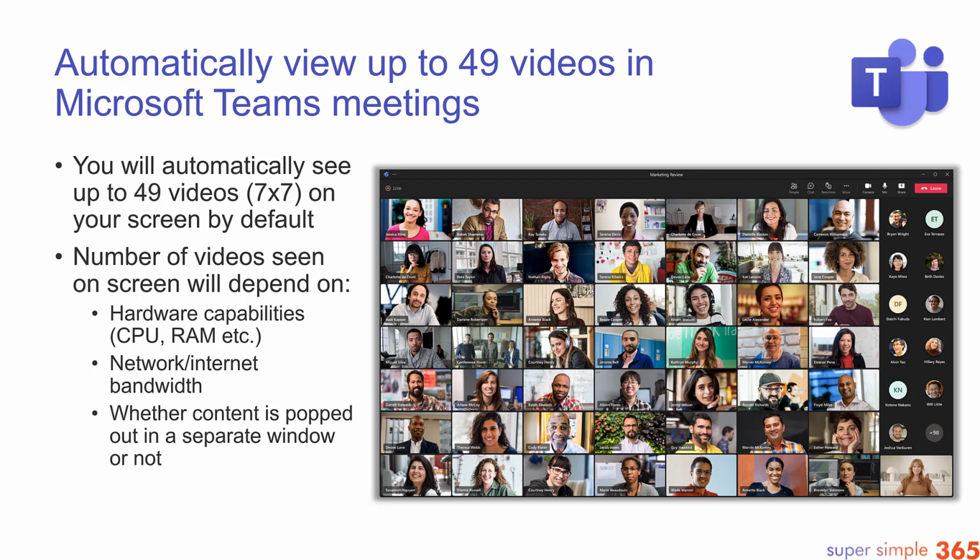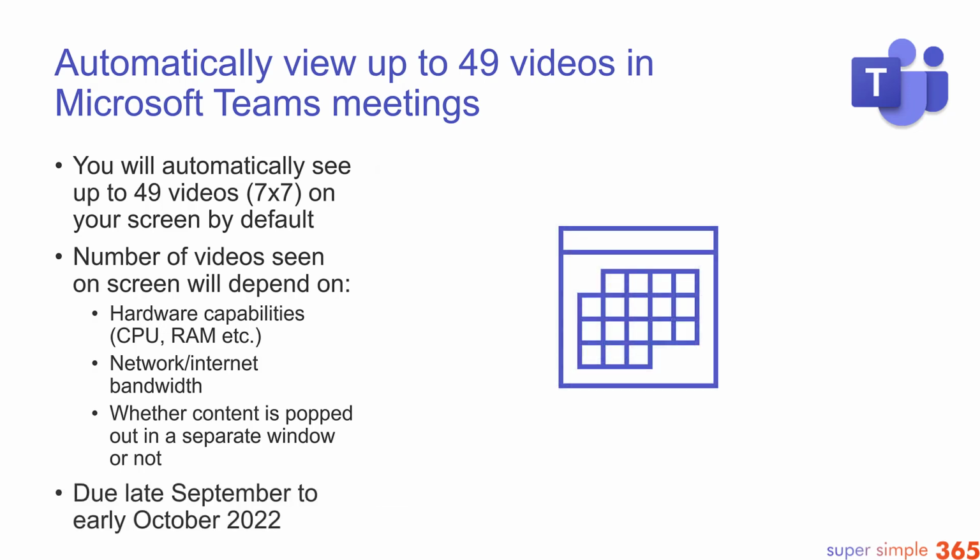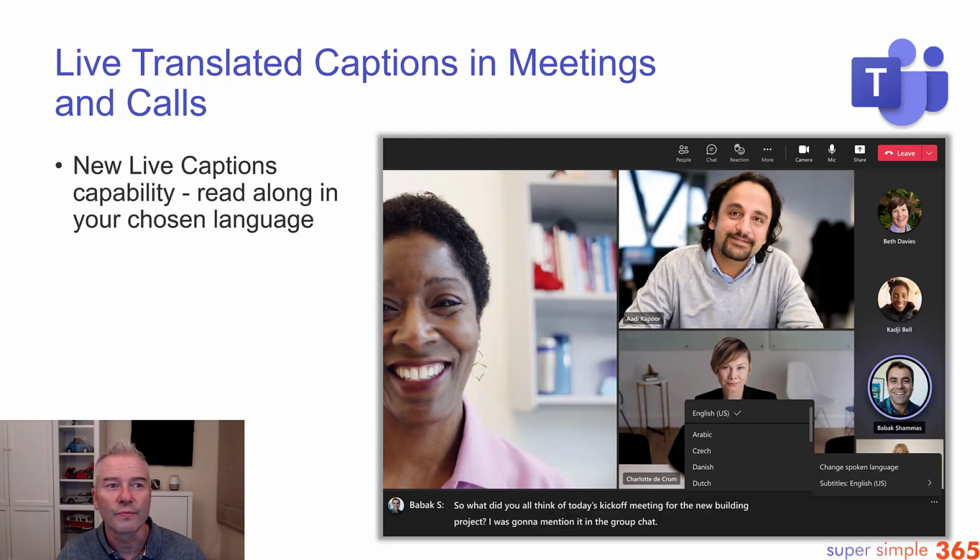It'll be the default. So as you get more and more people joining a Teams meeting, you'll just keep getting more video feeds, and I'm guessing you can still switch back. But at the moment, it's 3x3 at the moment. It's going to go to this if your computer's got the hardware capabilities and your internet link or your network can take that amount of bandwidth. Anyway, look out for this late September, maybe into early October this year.